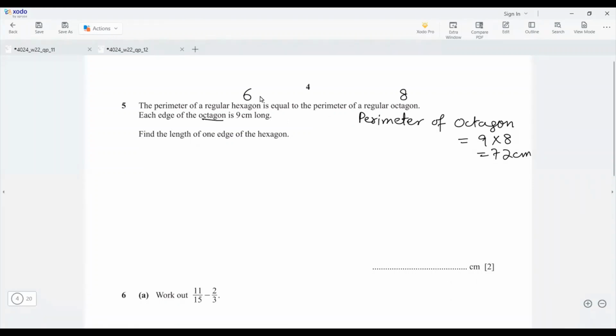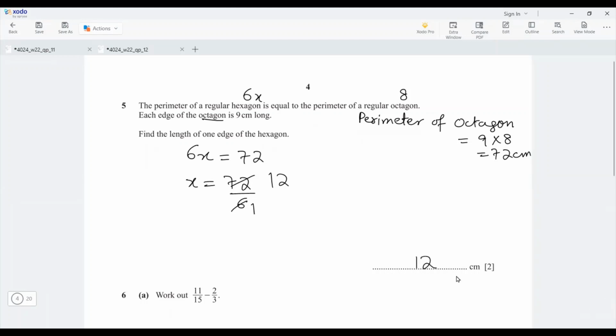So if we suppose that one of the sides of the hexagon is x, the perimeter will be 6x, and it must be equal to 72. We have already found the perimeter of the octagon. So divide 72 by 6: 6 one time, and 6 twelve times. So one side of the hexagon must be 12.